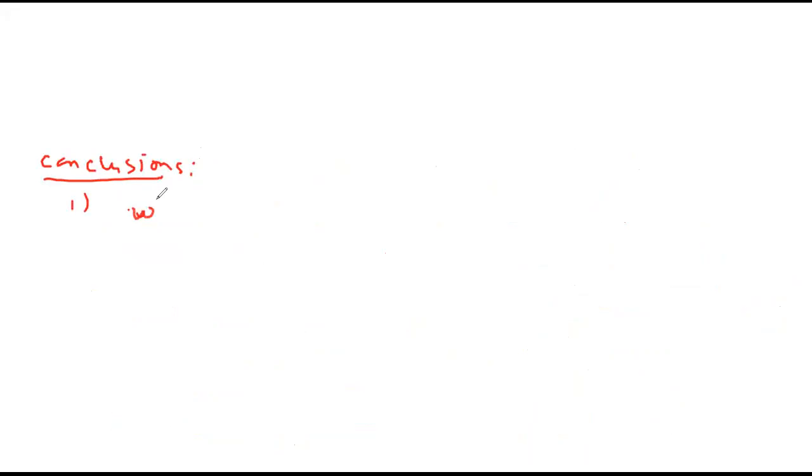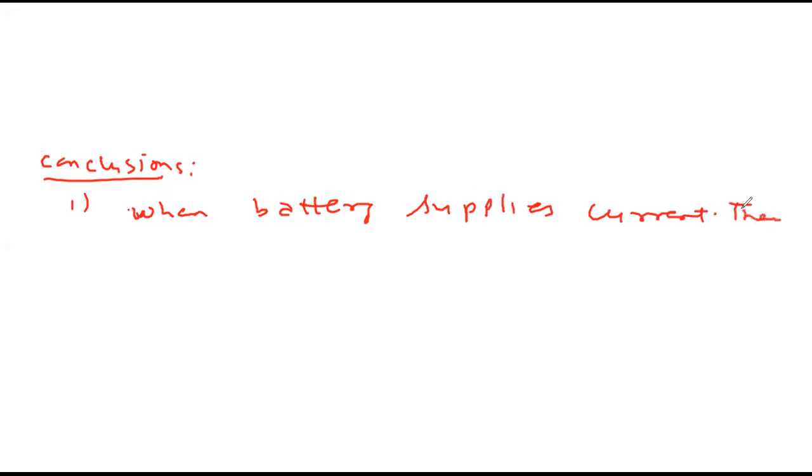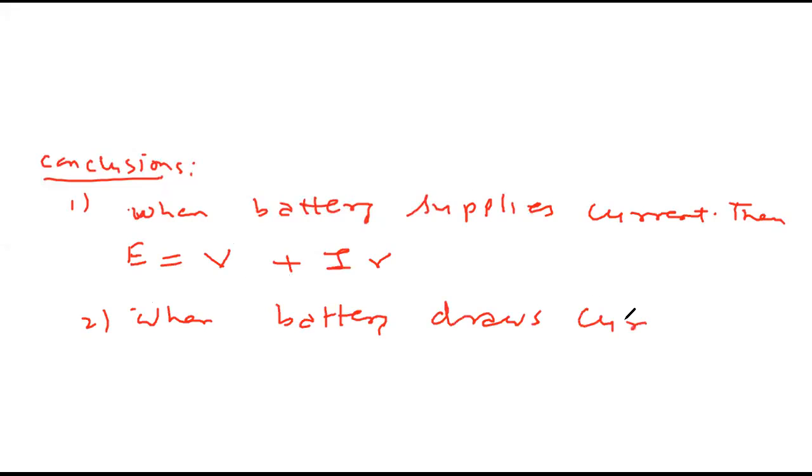When the battery supplies current, then E equals V plus I into R. When the battery draws current, then V equals E plus IR. Therefore, E is V minus IR.